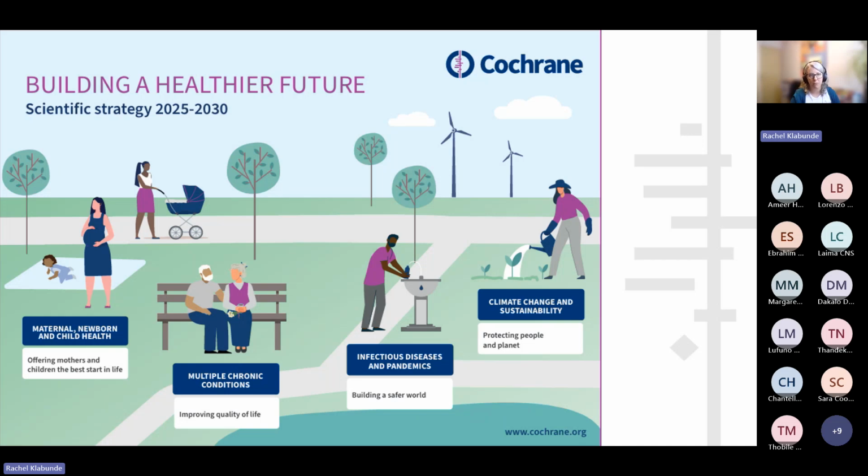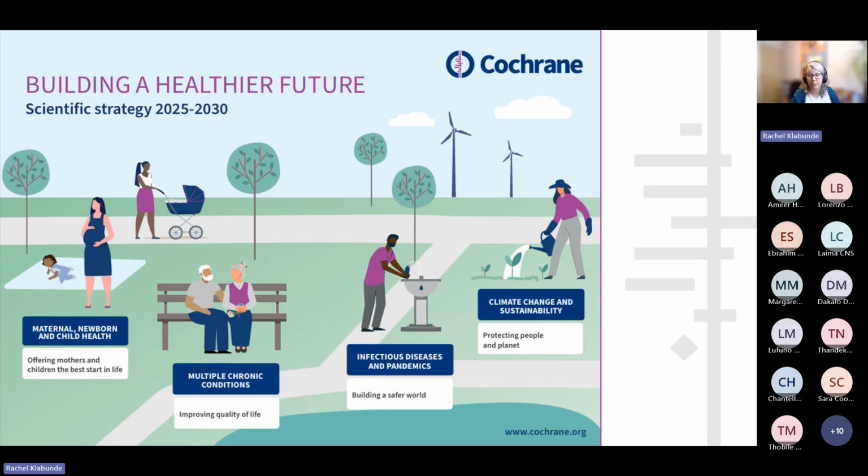but also for Cochrane, are related to maternal, newborn, and child health, to answering questions related to managing multiple chronic conditions, as we know is a priority with health at the moment, infectious diseases and pandemics. Of course, following the COVID pandemic, additional attention is being paid, and it's important to focus on preparedness and management of infectious diseases and potential future pandemics. And then climate change and sustainability is an important research area of priority for Cochrane going forward.